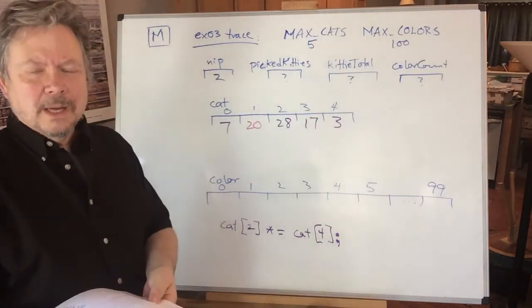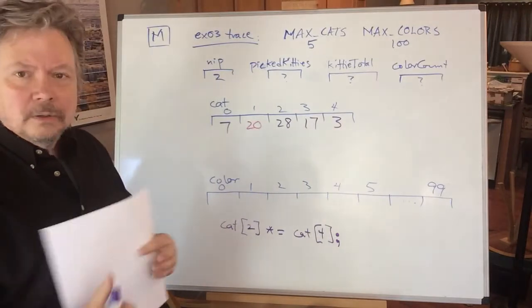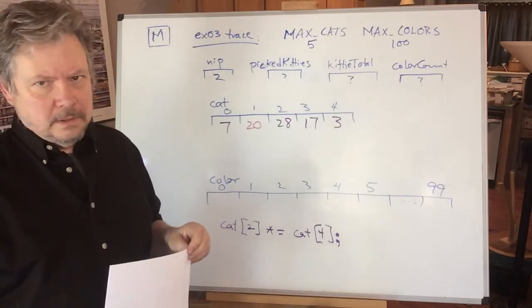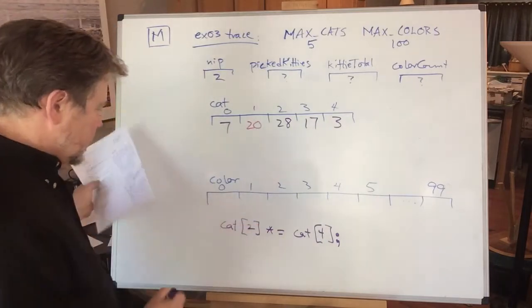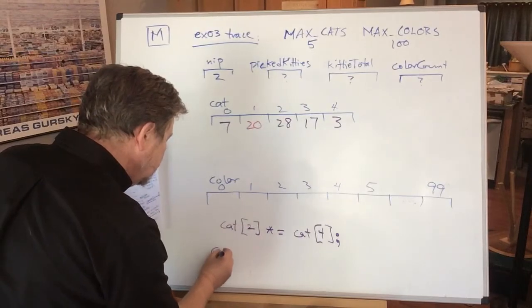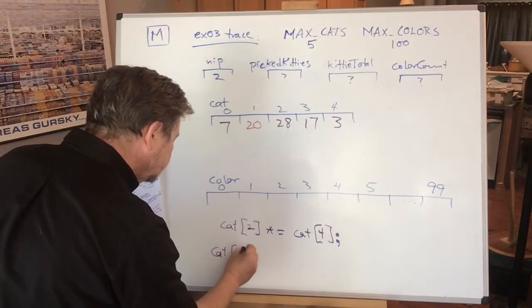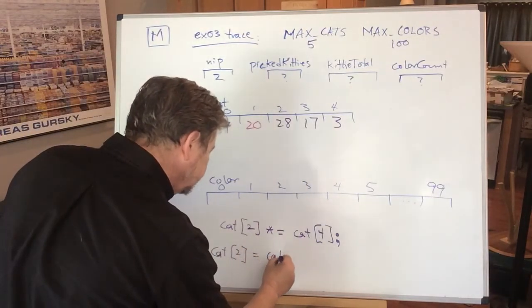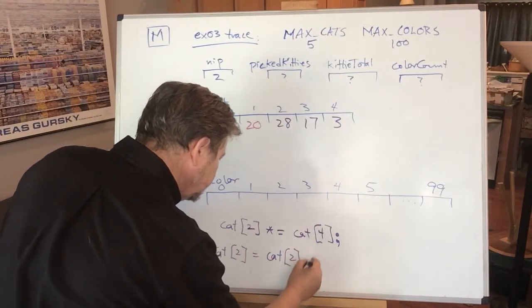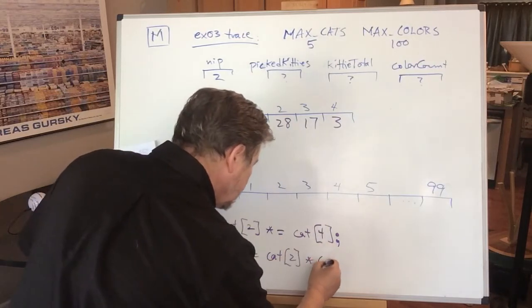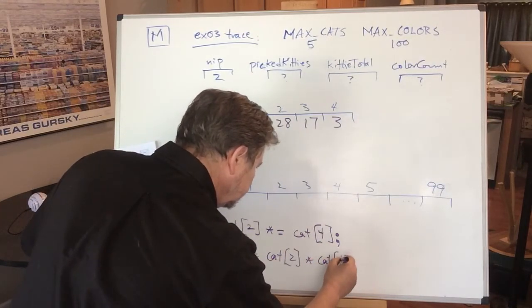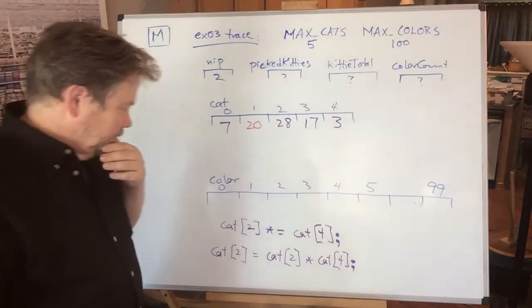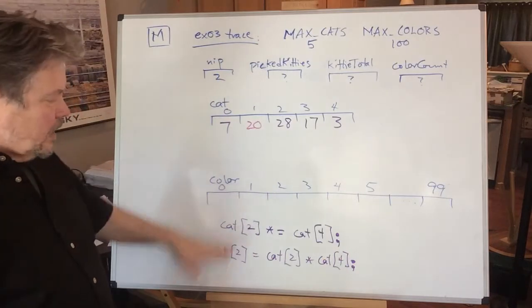Well, C++ is for nerds and geeks, and it has all kinds of shorthand built in. This is shorthand for this longer statement. Cat square bracket 2 equals itself, cat square bracket 2, times cat square bracket 4. Those two are exactly equivalent to each other.